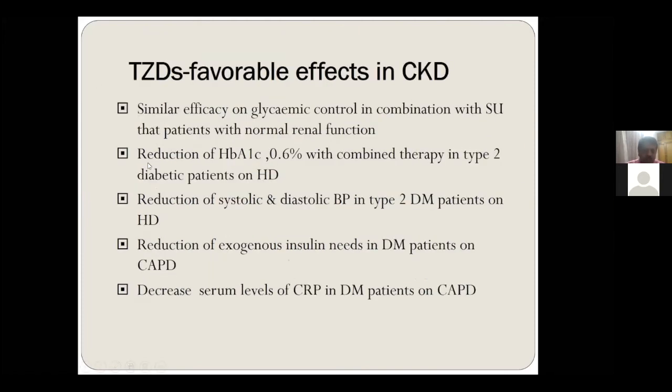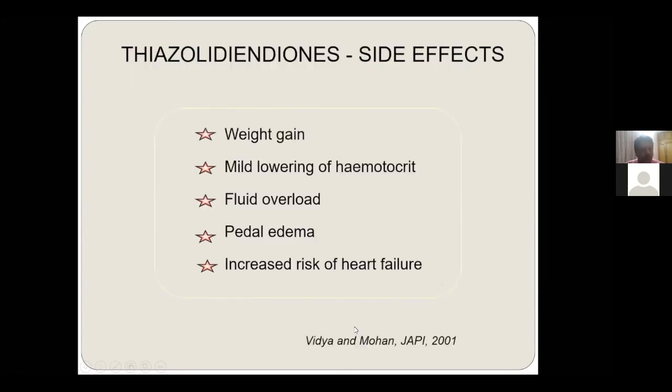So the favorable effects are basically the HbA1c reduction, similar glycemic control, you can use it with sulfonylureas also, it reduces the systolic and diastolic blood pressure, can be used in CAPD, and it reduces the CRP. But the problem is the weight gain, which is an important factor. Most of the people, when you're using thiazolidinediones, will have a weight gain of around 2 to 3 kilos, almost to the tune of around 5. And the pedal edema, fluid overload, and the lowering hematocrit may lead to cardiovascular events.